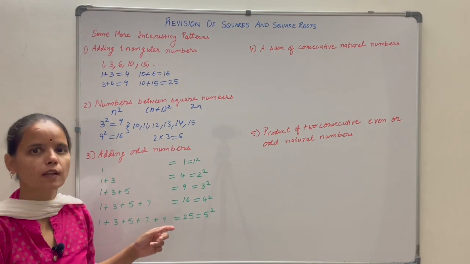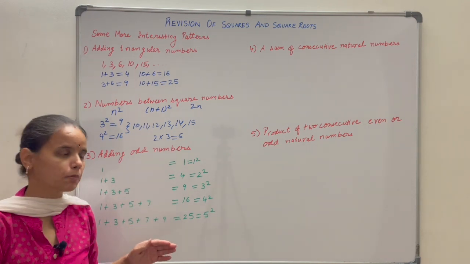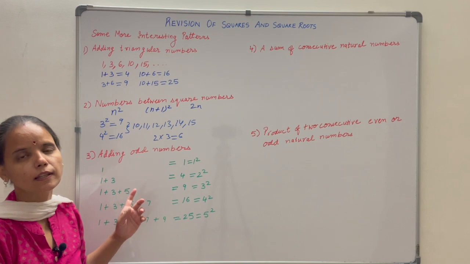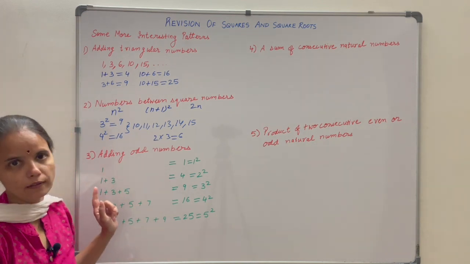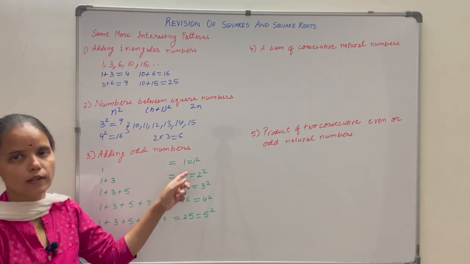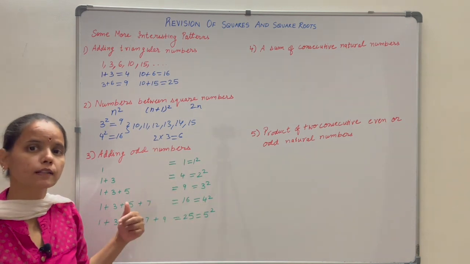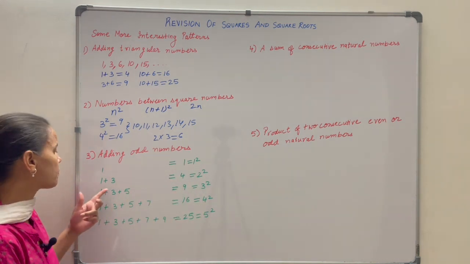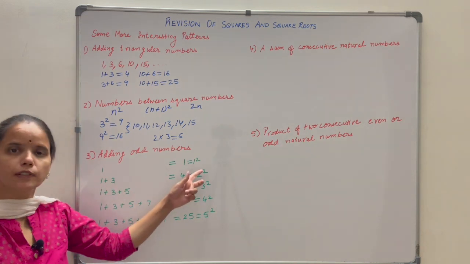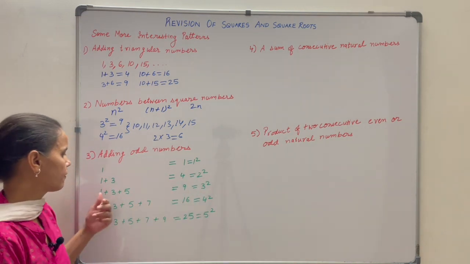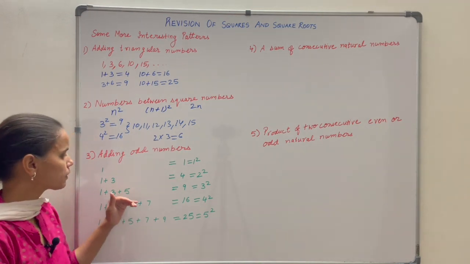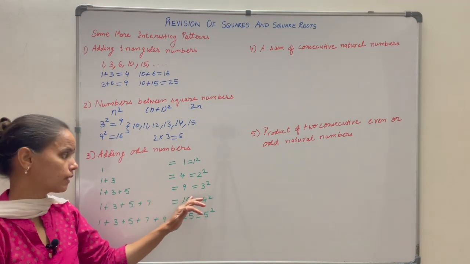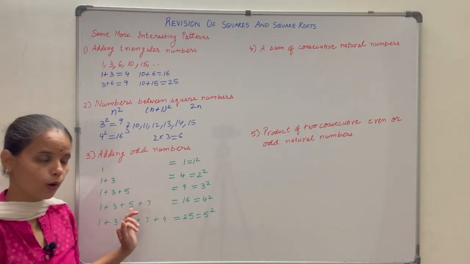Adding odd numbers. If you add all the odd numbers starting from 1, then you will always get a perfect square. The first odd number is 1. So 1 is 1 square. You add the first two odd natural numbers, 1 plus 3, that will give you 2 square, 4. If you add the first three odd natural numbers, 1 plus 3 plus 5, that is 3 square, that is 9, because you are adding 3 odd numbers.